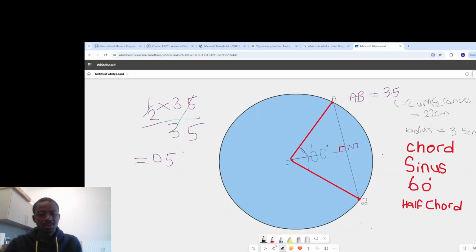The half chord ratio of our lead, given these two positions, is 0.5, and what that means is that point A is half of the radius length above the horizon. So this line is our horizon. Let me extend it for it to be clear.